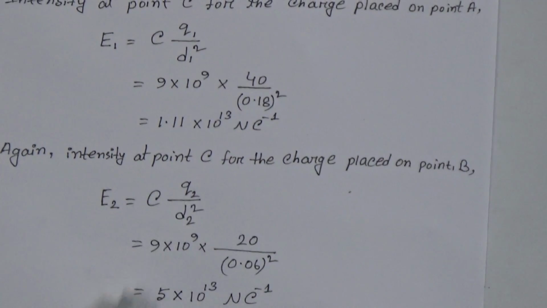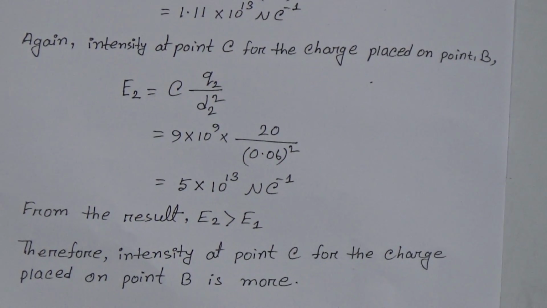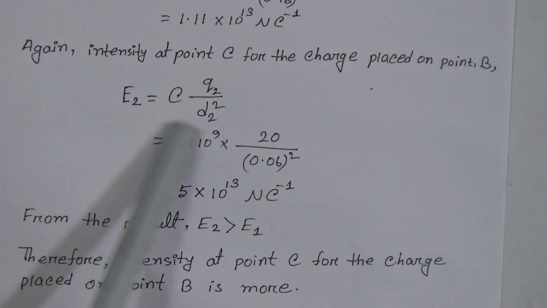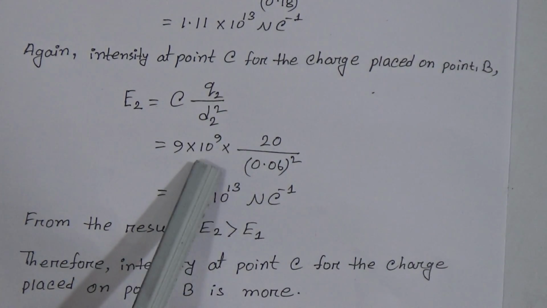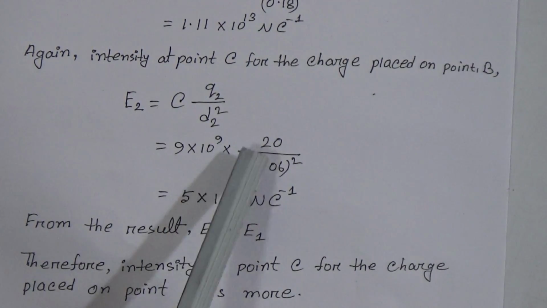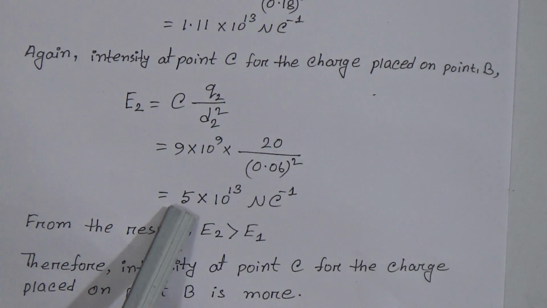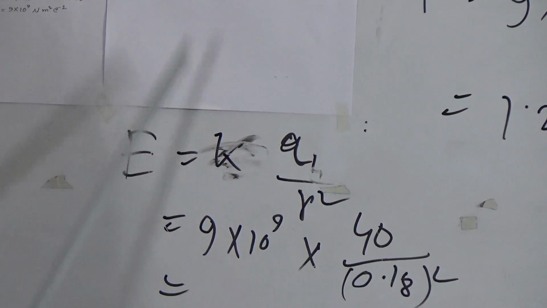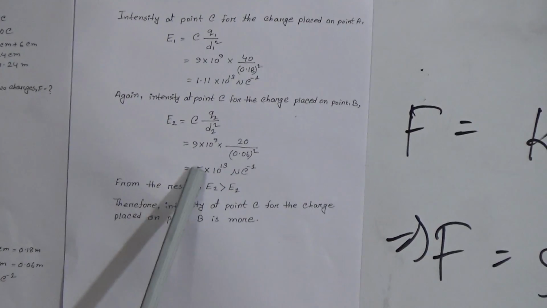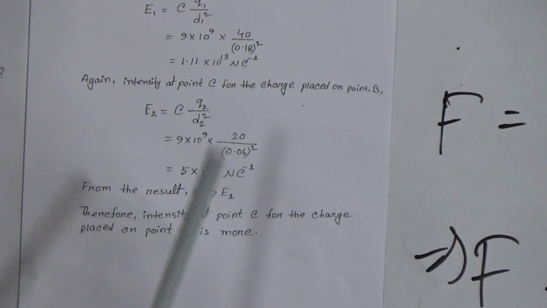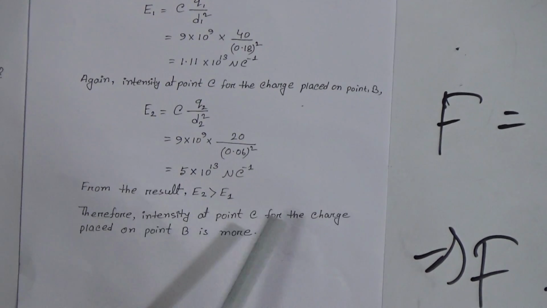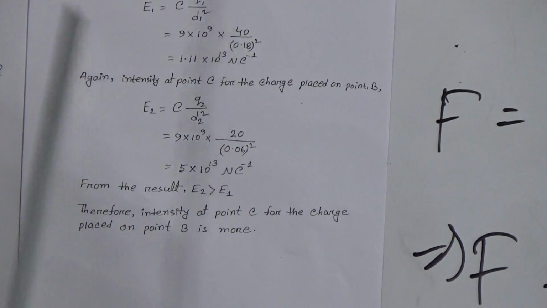Again we have to find the intensity at point C. So we can write E2 equals K Q2 divided by R2 square. Then we put the values, and we can easily find this calculation, 5 into 10 to the power 13 Newton per Coulomb. You can do this calculation like this. So from this calculation we can see that E2 is greater than E1. That means the intensity at point C for the charge placed at point B is more.